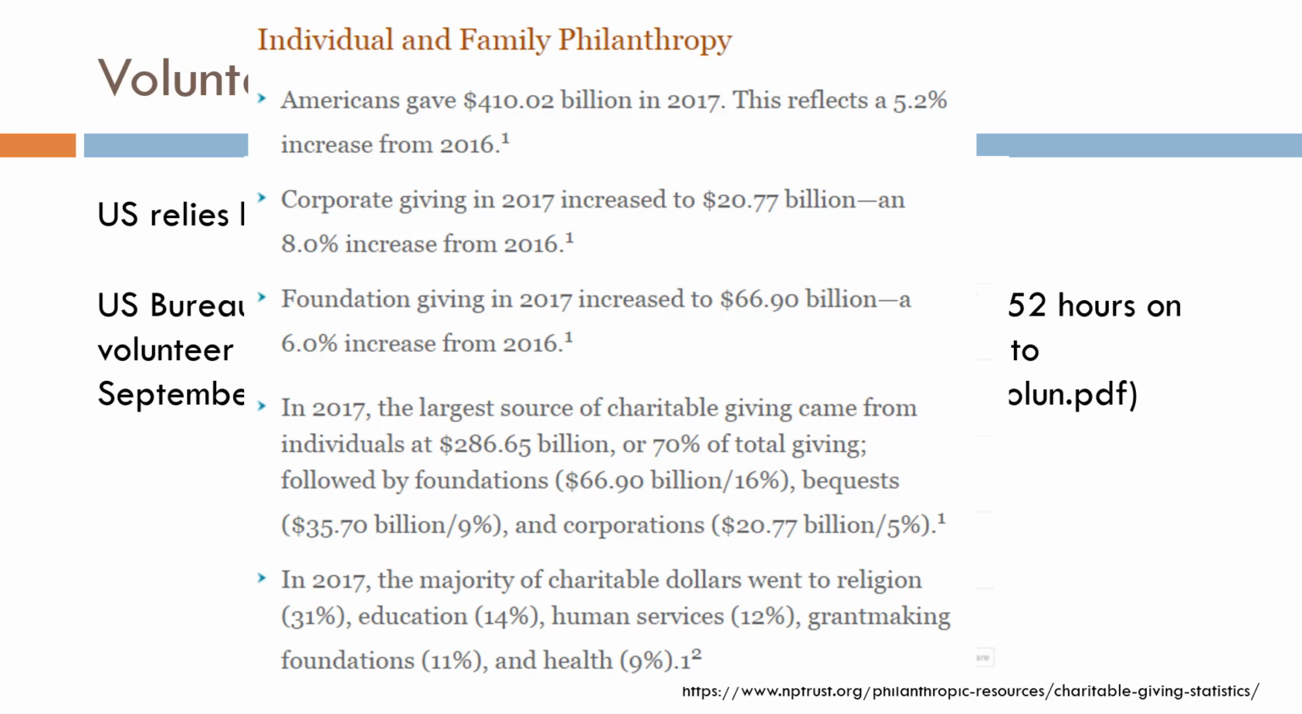Foundation giving was 66.9 billion. Just breaking it down, the largest source of charitable giving came from individuals at 286.65 billion. I don't even know what that number is, it's so big. So that's 70% of total giving, followed by foundations, bequests or wills, and then corporations. Also interesting to note that the majority of those dollars went to religion, followed by education at 14%, and then human services, where we live, at 12%. So that's voluntary giving in a nutshell.